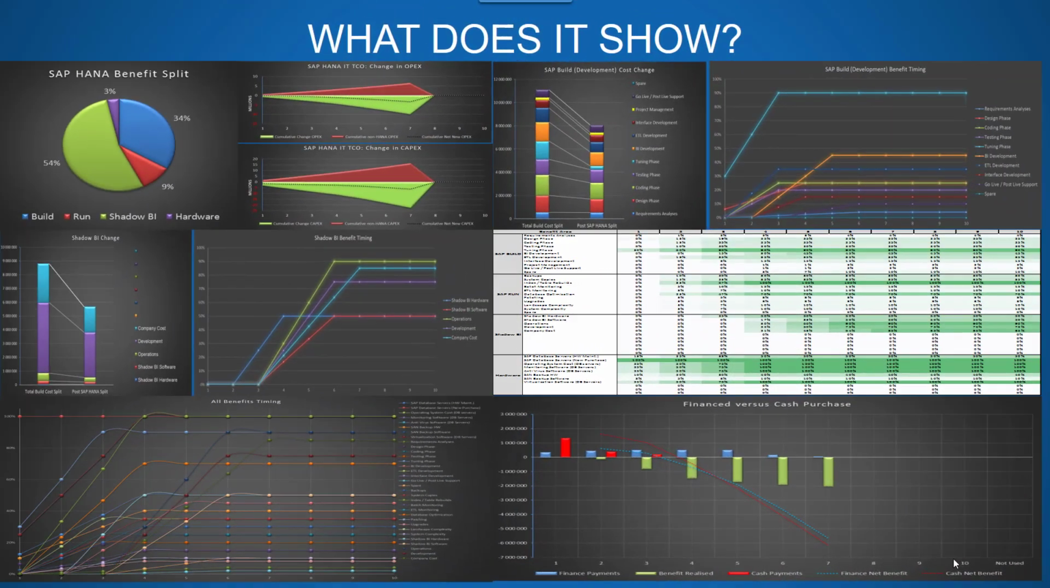So the model has got lots of graphs, and here's just a slide showing a whole series of these various graphs, and I'll go into a few of them in the next couple of slides. Just to say that behind each one of these graphs is a very detailed spreadsheet where you can look at the numbers, you can adjust the numbers, and you can make those numbers your own.